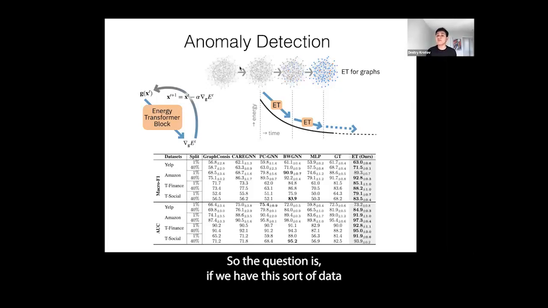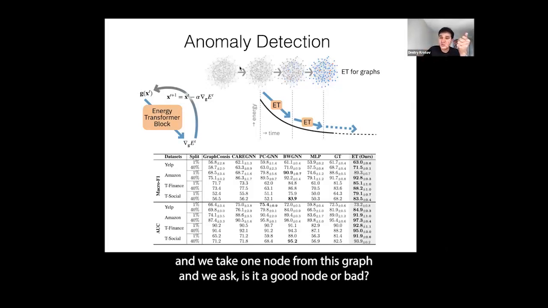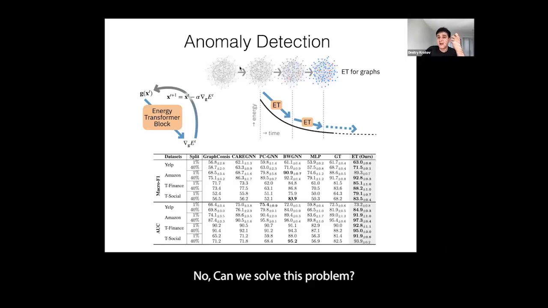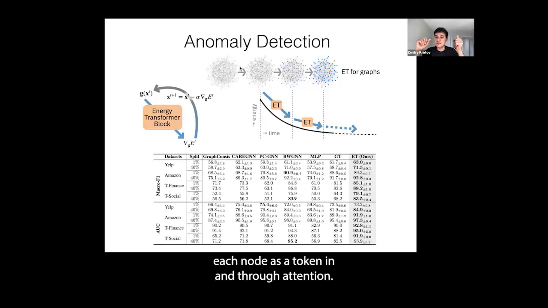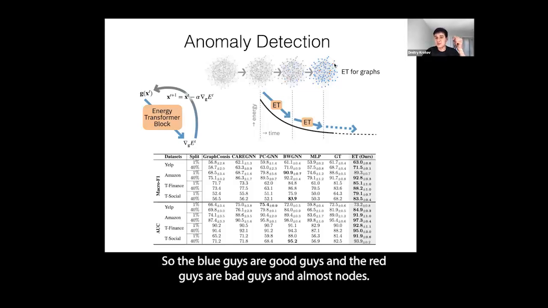So the question is, if we have this sort of data, and we take one node from this graph and we ask, is it a good node or a bad node? Can we solve this problem? Again, the energy transformer is a perfectly suitable network for solving this kind of task, because you can represent each node as a token. And through attention, you can look at tokens nearby. And you can let this dynamical relaxation on the energy landscape discover the binary labels for every node. So the blue guys are good guys, and the red guys are bad guys, anomalous nodes.